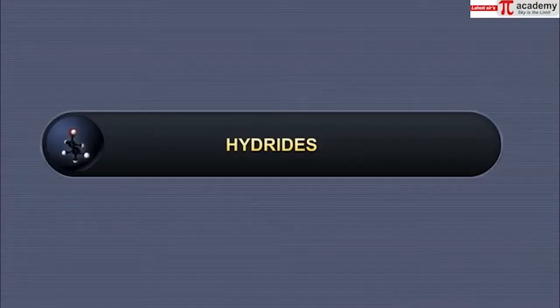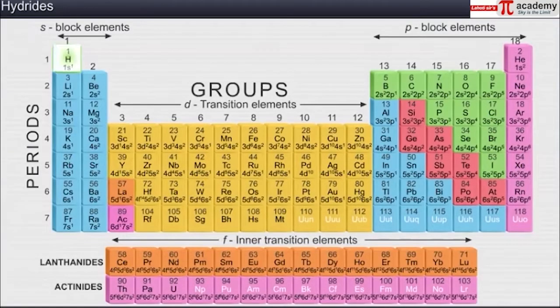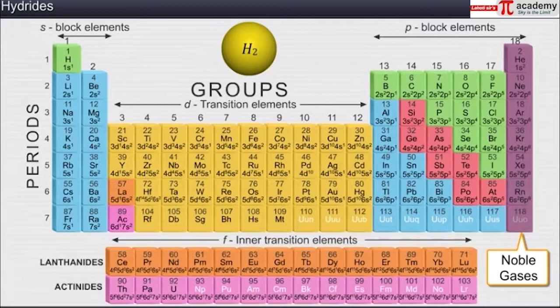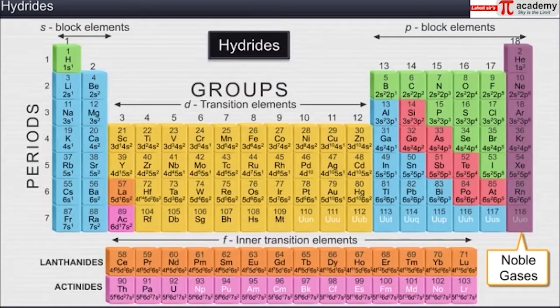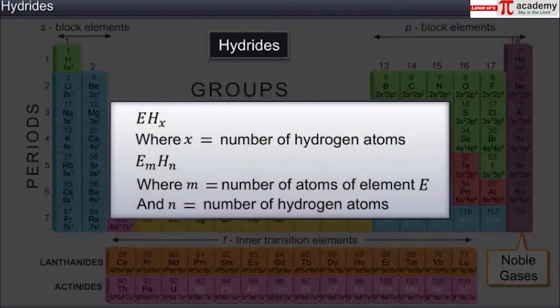In this module, you will learn about hydrides. You have learned that dihydrogen combines with almost all the elements except noble gases under suitable conditions to form binary compounds called hydrides. These can be represented as EHX or EMHN, where E is the symbol for an element. For example, MgH2 or B2H6.